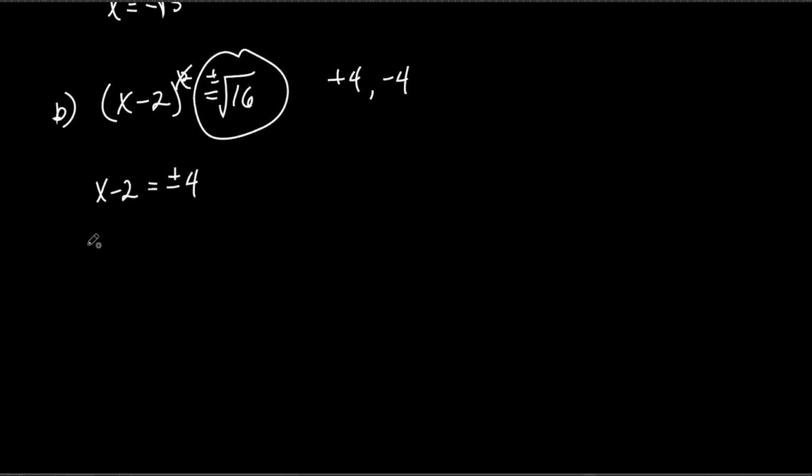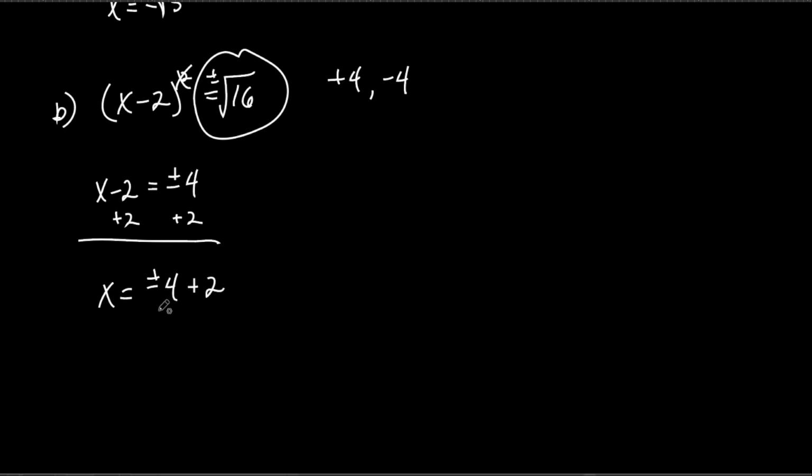Well, first of all, one more step. One super easy step to get rid of the x. How do I get rid of the x? Plus 2. All right? Everybody see that? Plus 2, plus 2. So here's what I have. X equals plus or minus 4 and then plus 2.